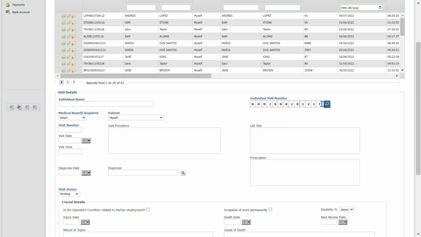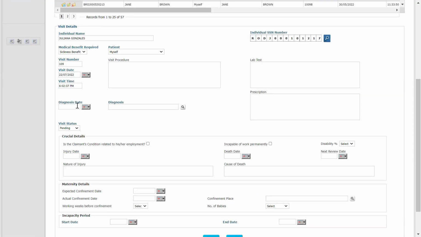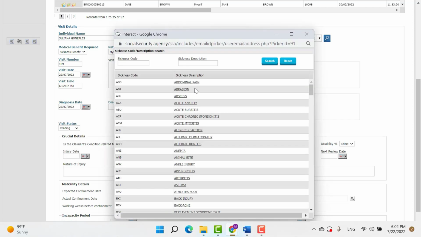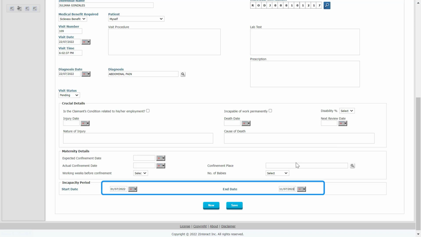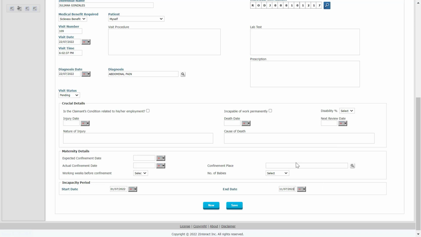Once the doctor enters the Social Security number, the system will find the name of the patient, and the doctor can go and complete the information which will entitle the individual to a sickness benefit. Here you see the doctor entering the data and indicating that, in her view, the patient is entitled to the benefit because she came in on this particular date, and the diagnosis was that she had abdominal pain, and it is recommended that she gets time off until the 11th of July. The status of the visit record will be set to completed.